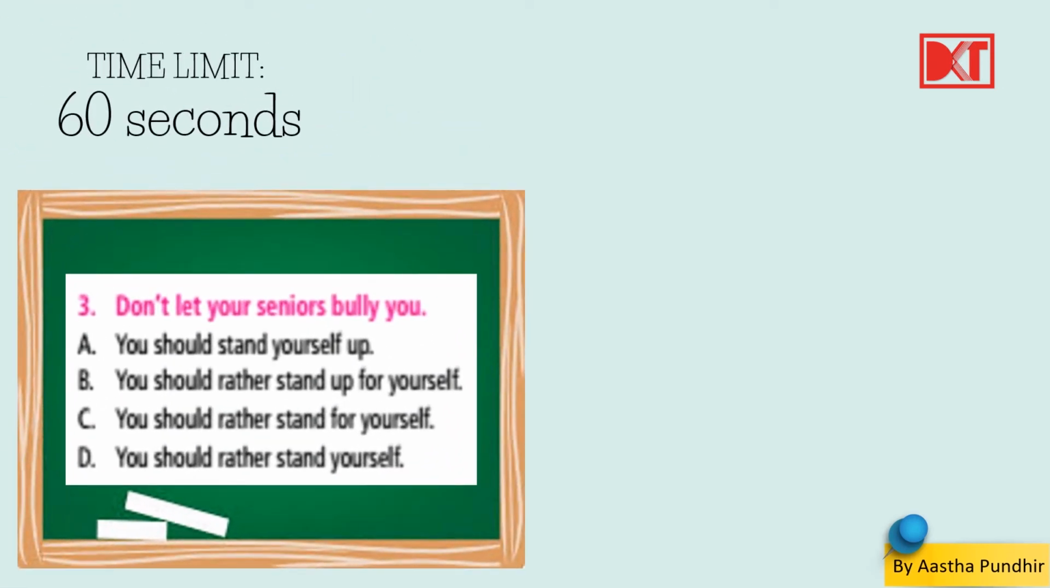Okay, next up we have, don't let your seniors bully you. A, you should stand yourself up. B, you should rather stand up for yourself. C, you should rather stand for yourself. Or D, you should rather stand yourself. Correct answer is, you should rather stand up for yourself. It means you should take a stand and make sure no wrong is being done to you. Right, so you should rather stand up for yourself.